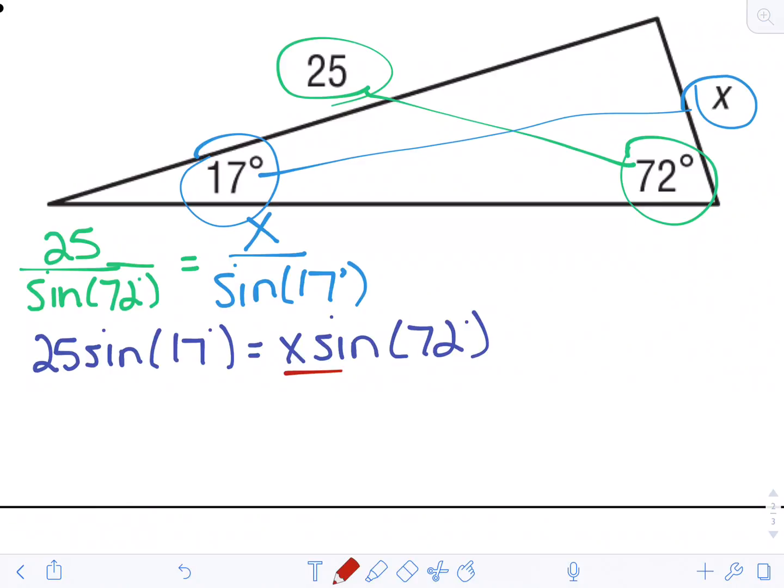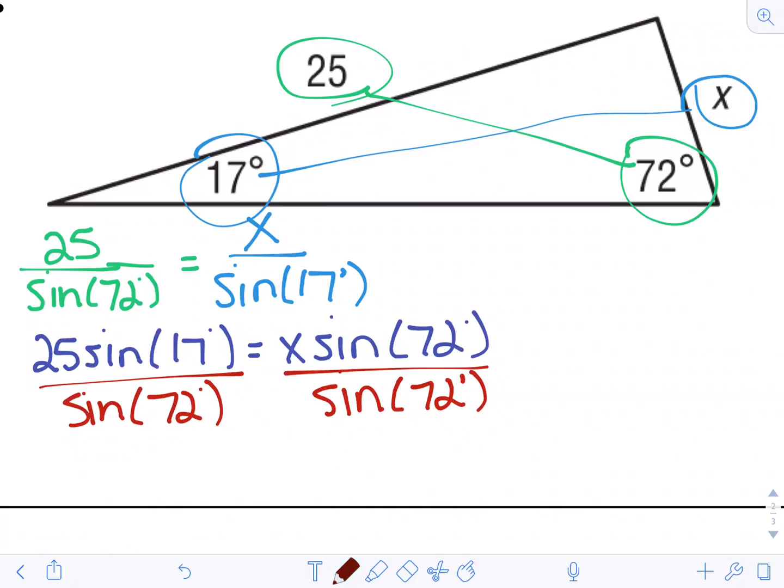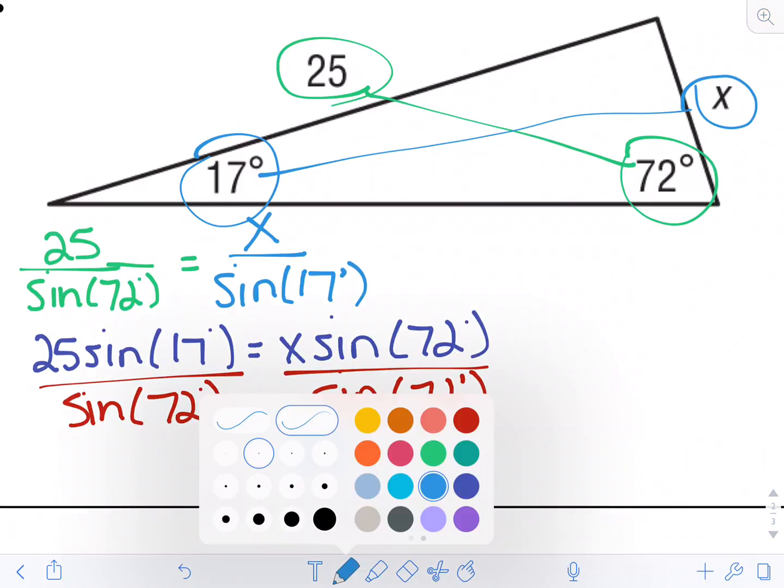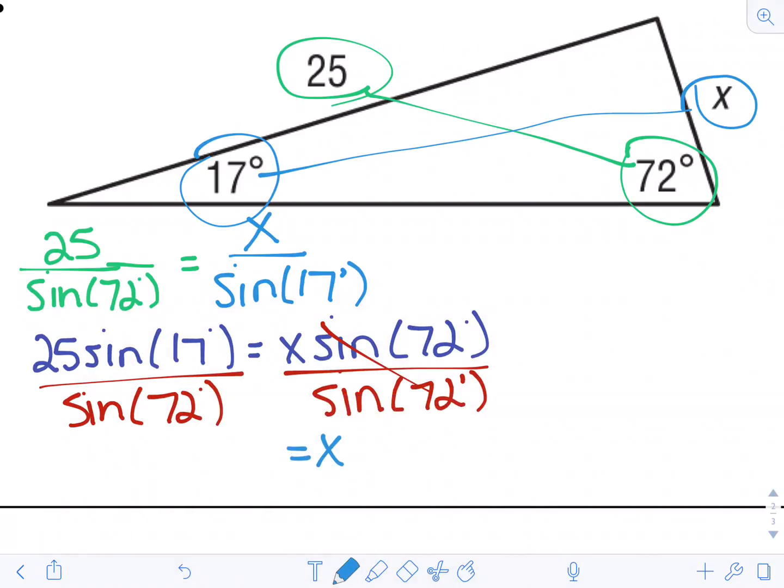To get x by itself, divide both sides by that sine of 72. And when you do that, that missing length of x, these cross out. So whenever you type in 25 times the sine of 17 divided by the sine of 72, rounded to the nearest tenth, you should get 7.7.